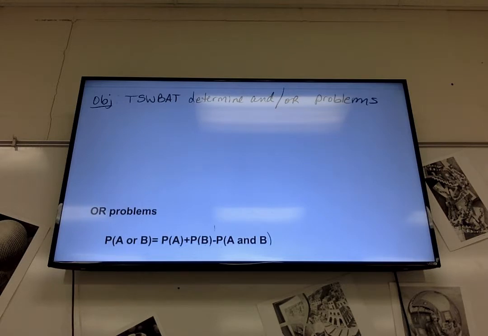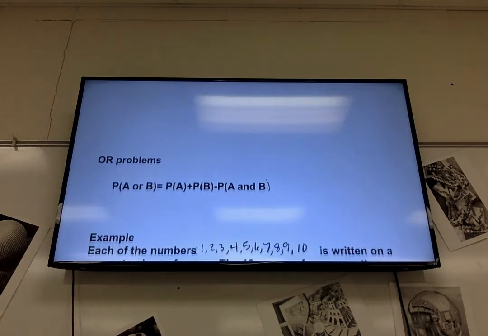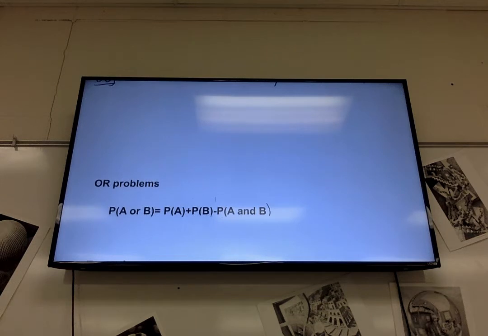So, probability of A just means probability of the first thing happening. And then you add that, for or addition problems, to the probability that the second thing happens. But then you have to subtract off any time the probability of A and B happen at the same time. And we'll do examples of this.